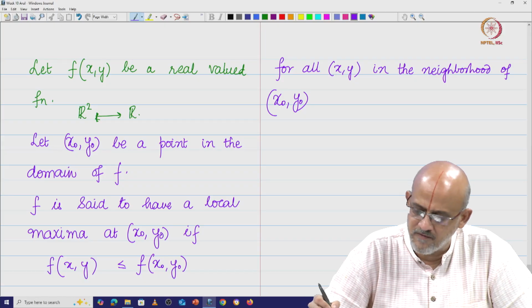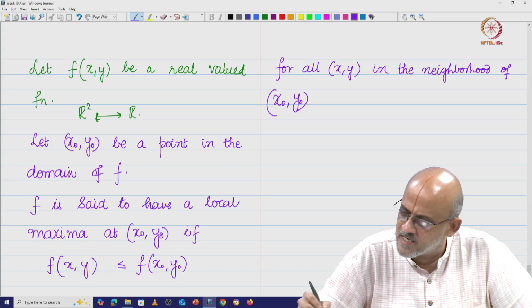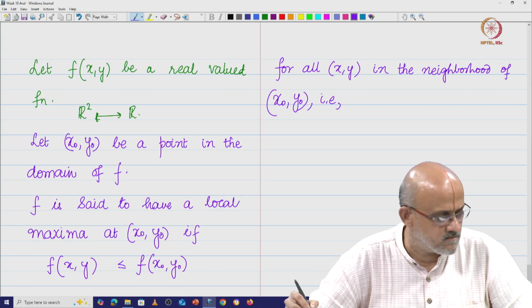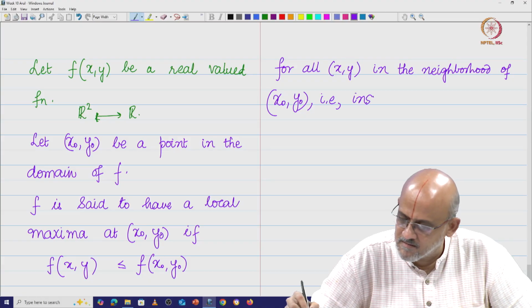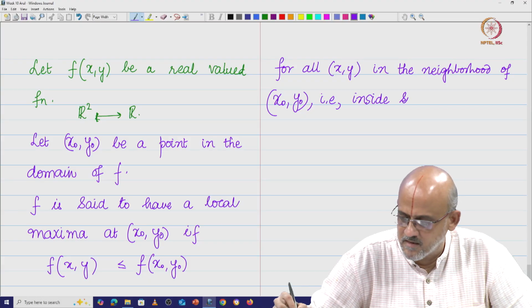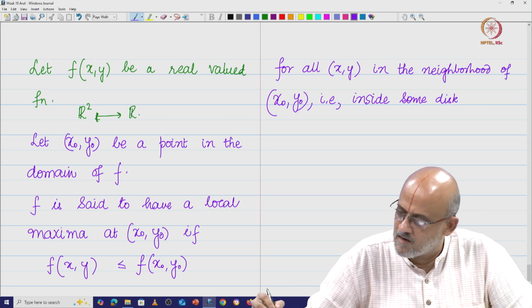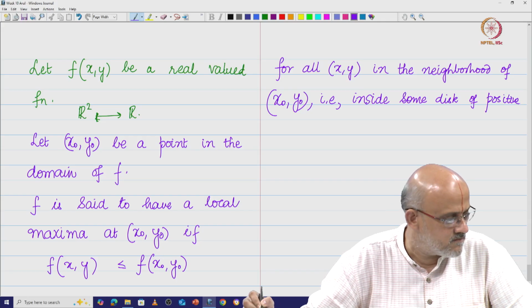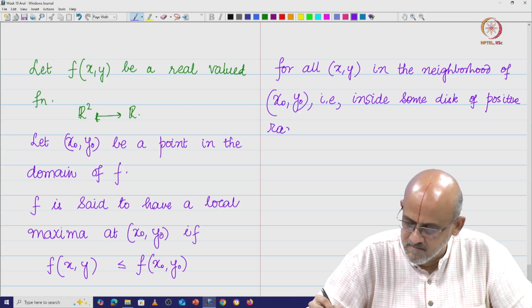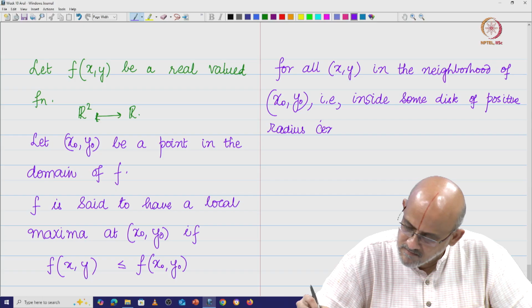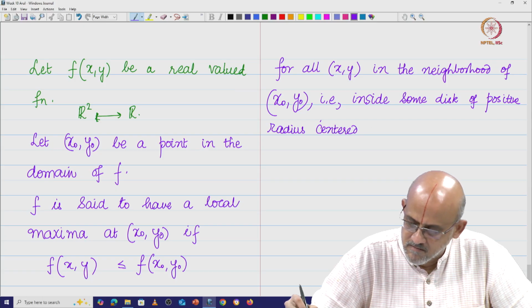So how are we going to define this? We are going to say that for all x comma y in the neighborhood, that is inside some disk of, let us say, positive radius, centered at x naught comma y naught.